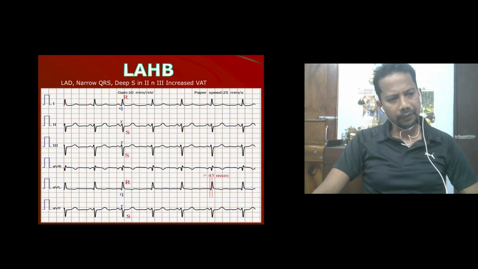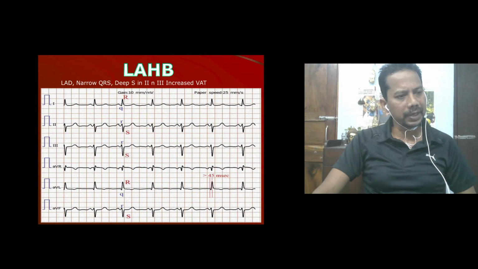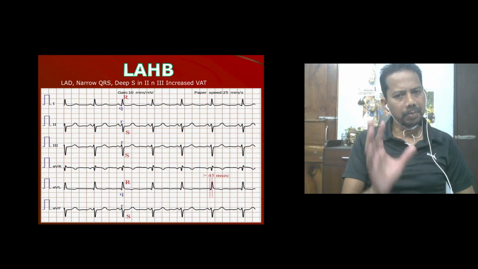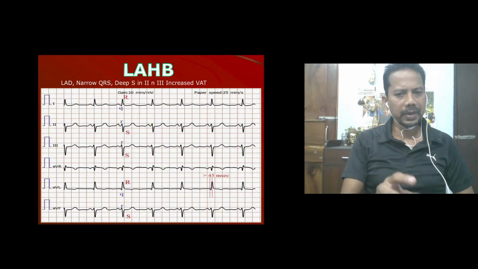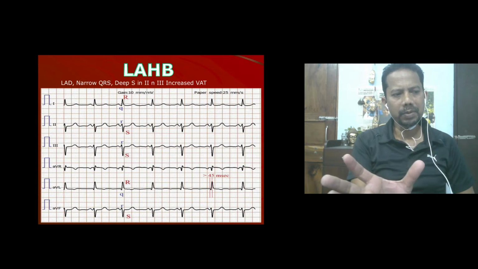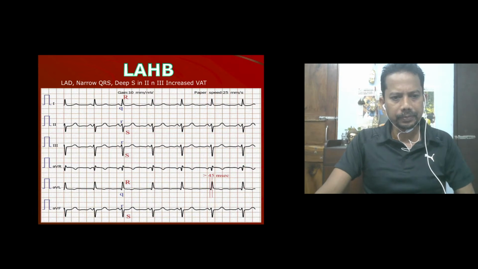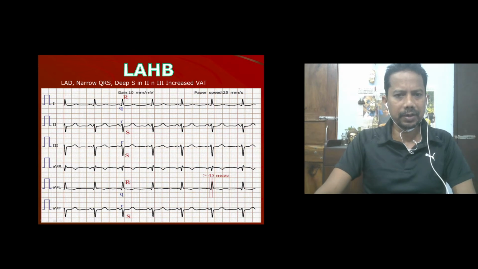Yes, Abhishek, if there is an RSR dash pattern, you may call it incomplete RBBB. In incomplete RBBB, many times you will see the axis won't be deviated, but there is an RSR dash pattern, and the QRS might be narrow, it might not be broad. So that is incomplete RBBB. There are aberrations, and it's a challenge sometimes to make a diagnosis.